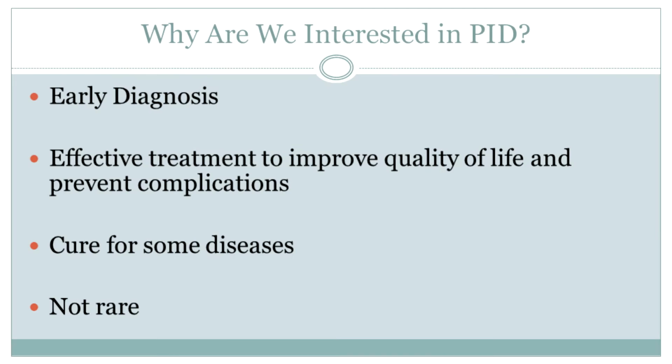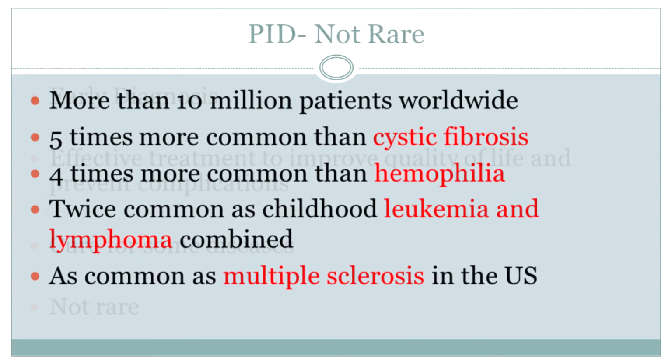So why do we care about primary immune deficiencies? We care because early diagnosis lends to timely treatment, which is effective in improving the quality of life of patients and decreasing the morbidity and mortality of these patients. There are cures for some of these diseases, and last but not least, they are not rare.